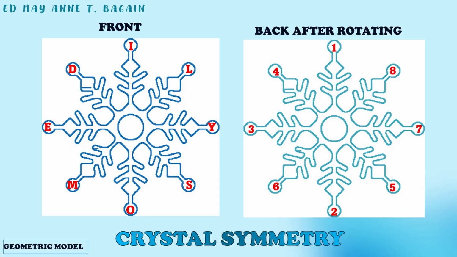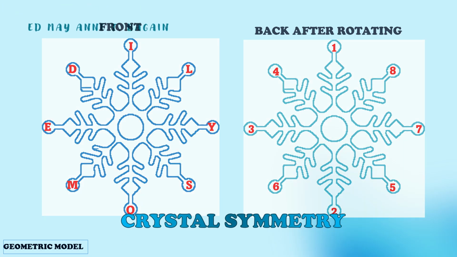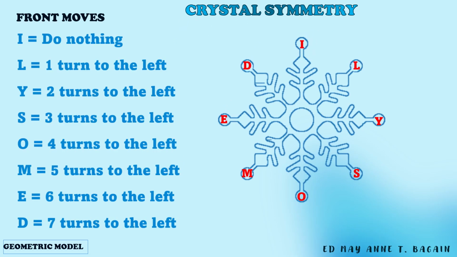Now, to review, we will be reviewing the front moves. I is do nothing, L is one turn to the left, Y is two turns to the left, S is three turns to the left, O is four turns to the left, M is five turns to the left, E is six turns to the left, and D is seven turns to the left.